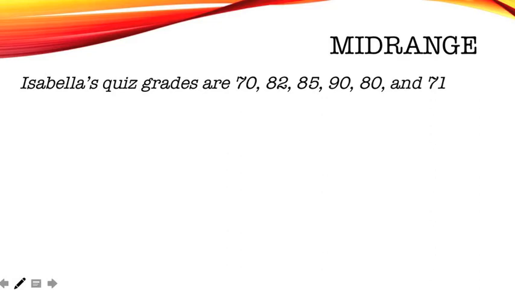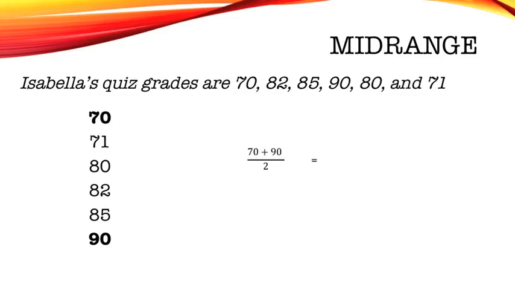Use Isabella's quiz grades again as a set of data for this example. As a reminder, her grades were 70, 82, 85, 90, 80, and 71. Similarly to finding the median, the numbers need to be arranged in sequential order. After doing so, the least value is 70 and the greatest value is 90. The midrange will equal 70 plus 90 divided by 2, therefore 160 divided by 2 equals 80. The midrange score for Isabella's quiz grades is 80%.